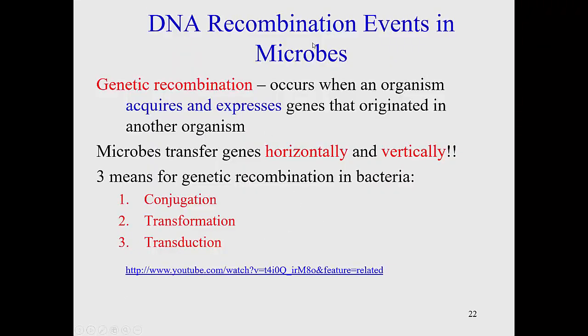All right, we will jump to recombination events. This is called genetic recombination or DNA recombination. The word recombination means to combine again. In other words, if you bring genes of another organism in, then you have a new combination of genes. That's called recombination. So one organism acquires new genes, and then it expresses the genes so that the trait of the organism now changes.